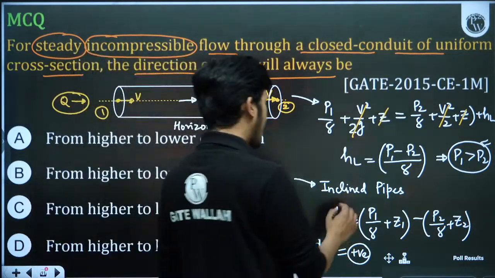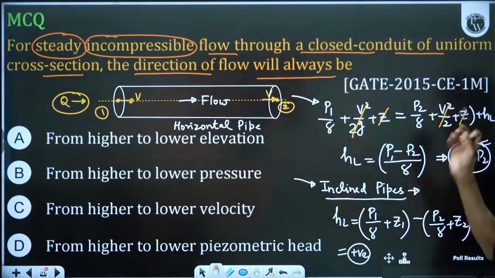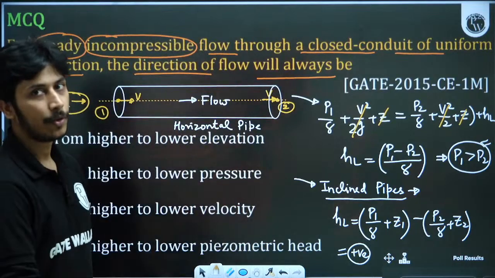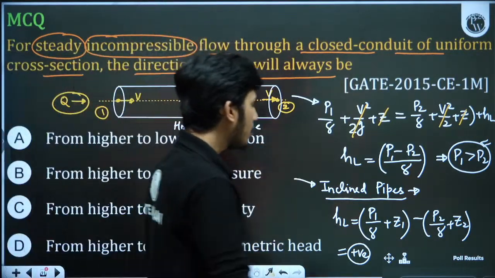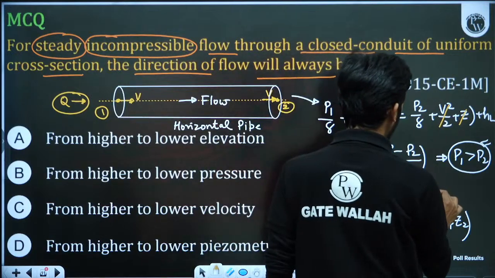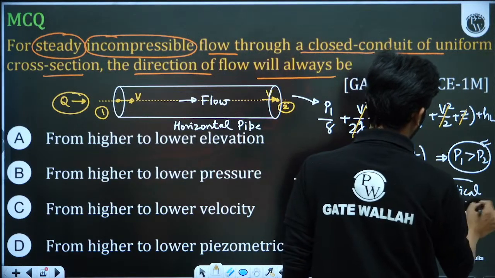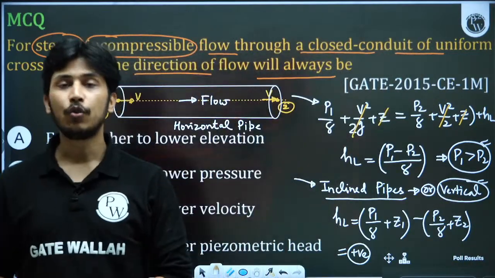So if it is not written here that the pipe is horizontal, nowhere is it written. If it was written horizontal pipe, then we can give the answer that flow is from higher pressure to lower pressure. Because if the pipe is inclined, suppose the pipe is vertical, in vertical pipes we will check with the piezometric head. Okay, and if the cross section is not constant, we will check with the total head.